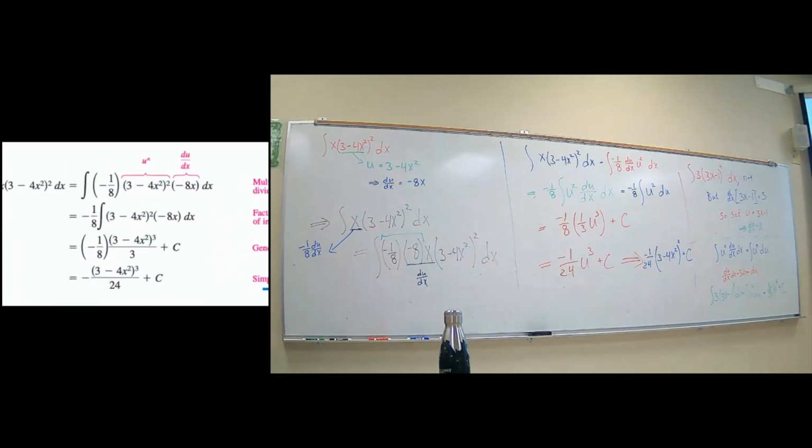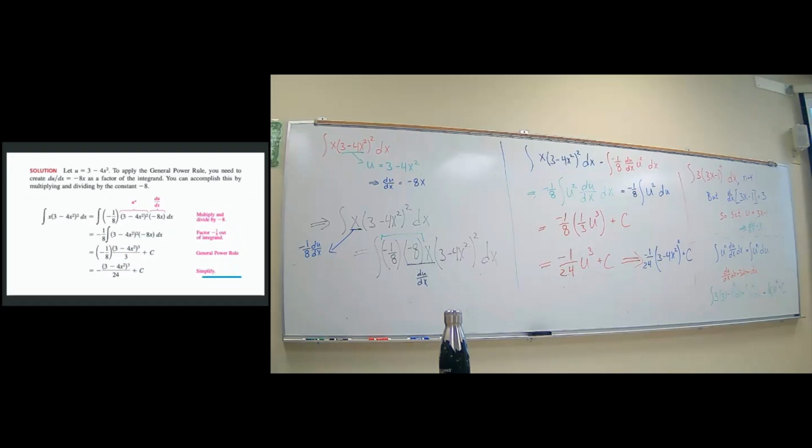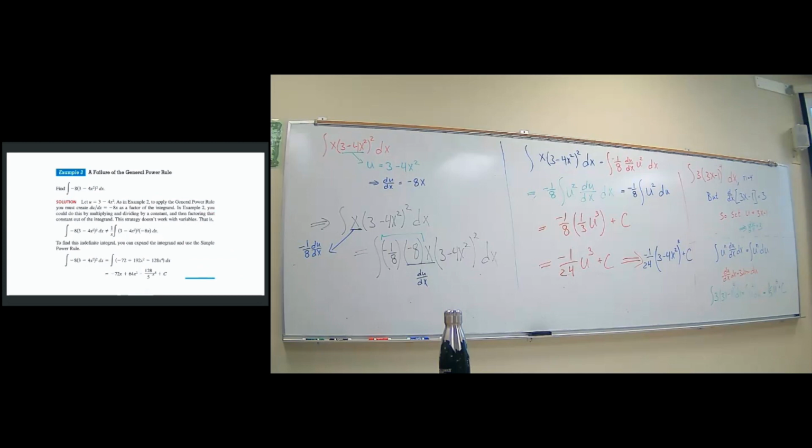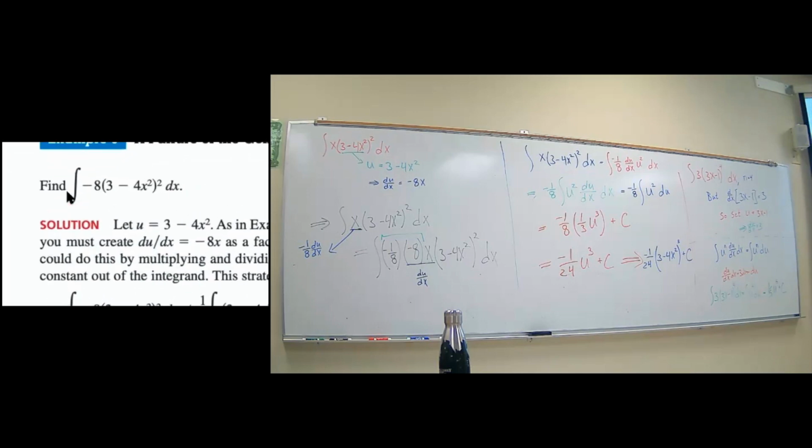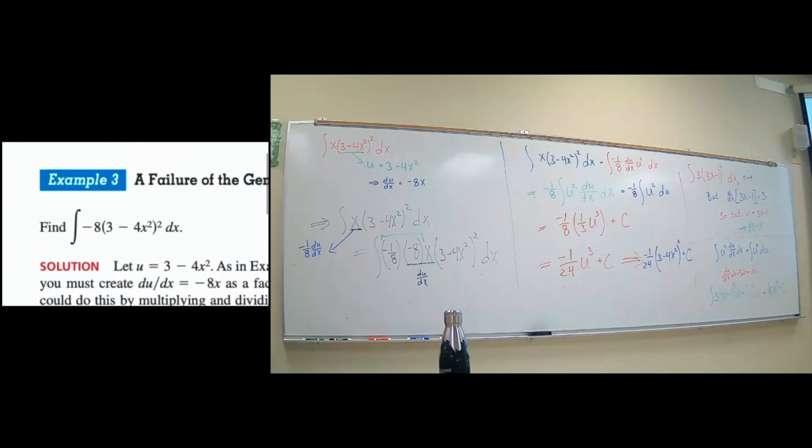And when we compare what we've done to what they've done, they pulled out that negative 1/8, just like what we did. Then they used reverse chain rule and substituted the u back in automatically and simplified it to get the exact same answer. Now, a point on this, just because it looks like you can use the chain rule doesn't mean you can.